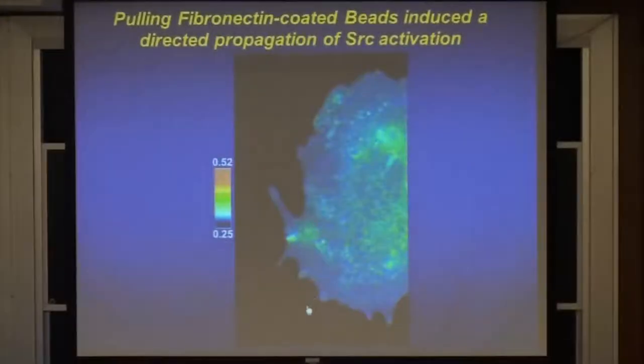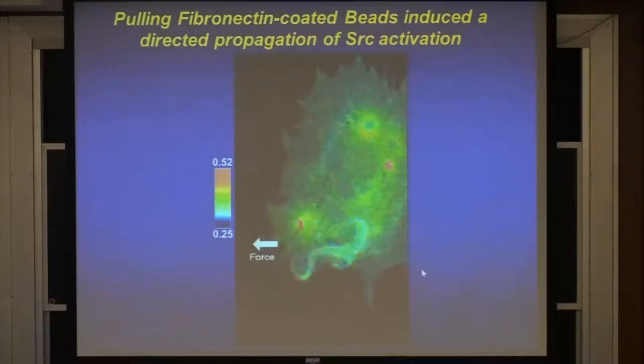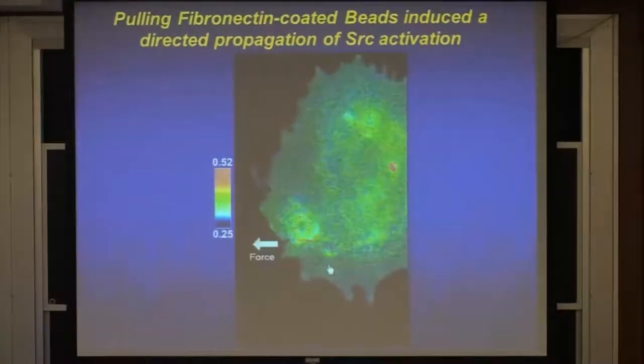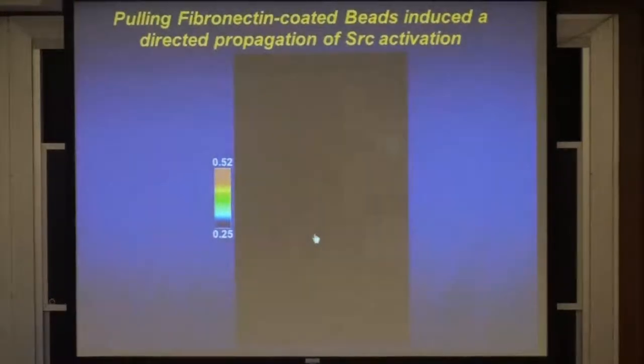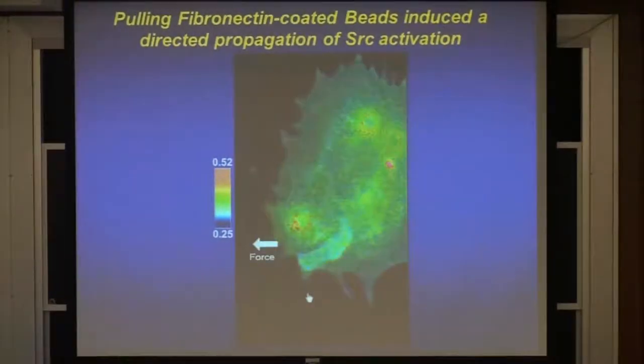Then if we apply the laser tracer to the bead and monitor the FRET response of the Src kinase, you can clearly see a wave propagating from the pulling side. As you can see, this is the bead's position, and there's local activation already, and this local activation will trigger a global wave propagation of Src toward the opposite direction of the pulling force.